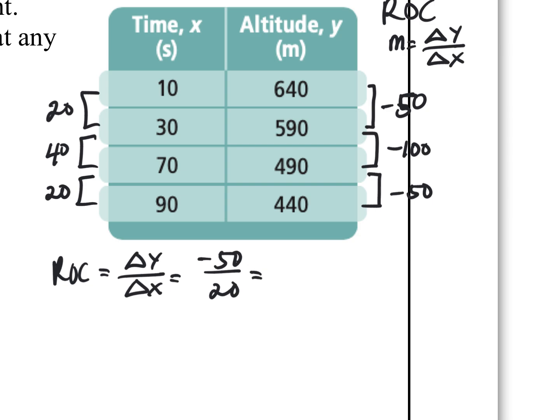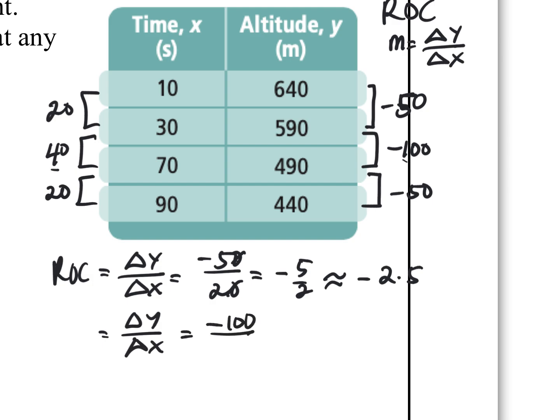Negative 50 divided by 20 is going to give you negative 5 over 2, or around negative 2.5. Now let's do the same thing with negative 100. Change in y over change in x: this time it's going to be negative 100 divided by 40. That's going to give you negative 10 over 4, and 10 over 4 is the same as 2.5, so negative 2.5.